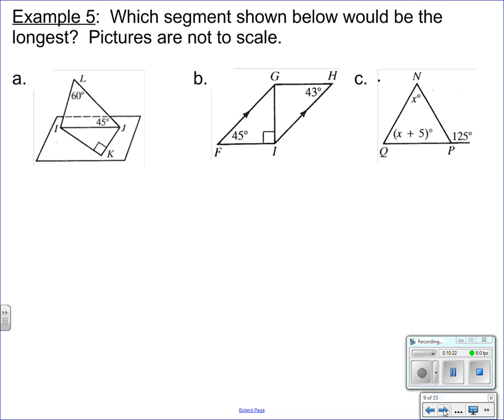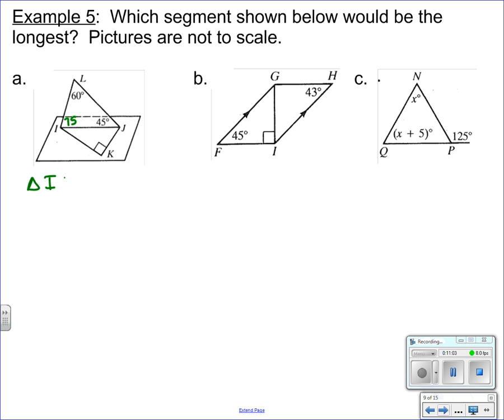Which segment shown would be the longest? Pictures are not necessarily to scale. So start ranking them. Start with triangle IJL. This is 75. So I know the largest side in that triangle, or the smallest side, let's start ranking them with the smallest, is, let me move that around a little bit.